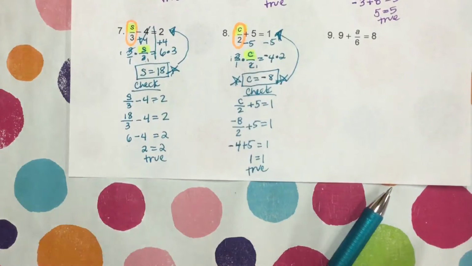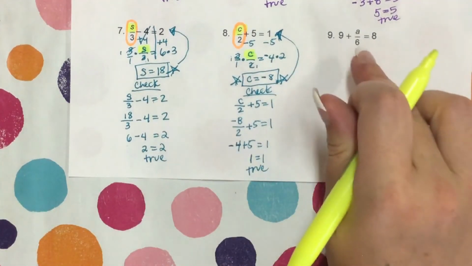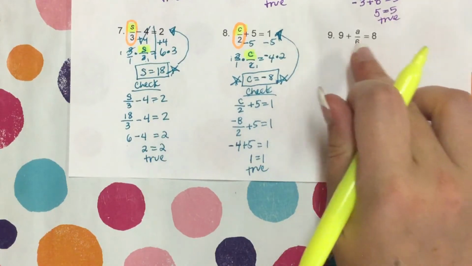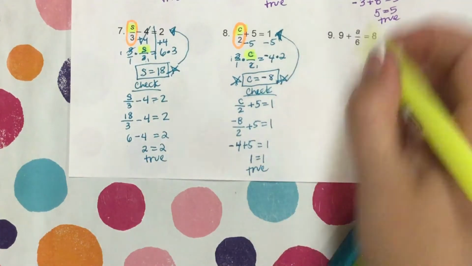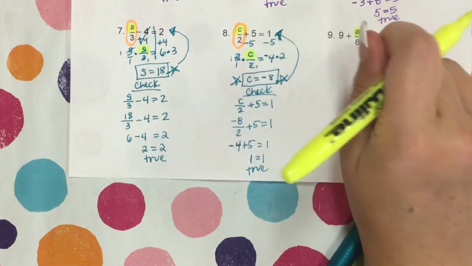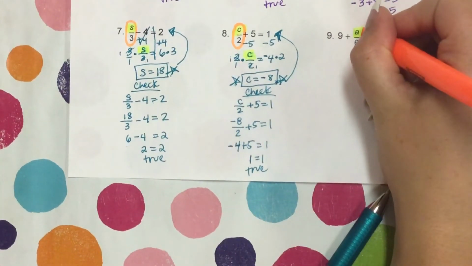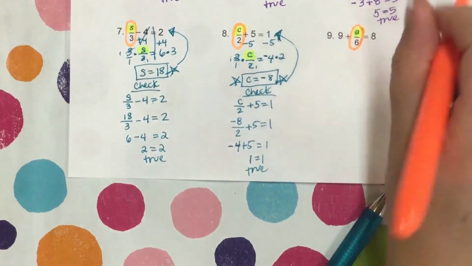Okay, on to problem 9. On problem 9, we have 9 plus A over 6, or A divided by 6, we're trying to get A by itself, equals 8. And we are going to save this little bit right here until the very end.